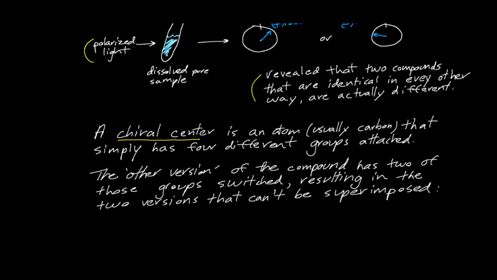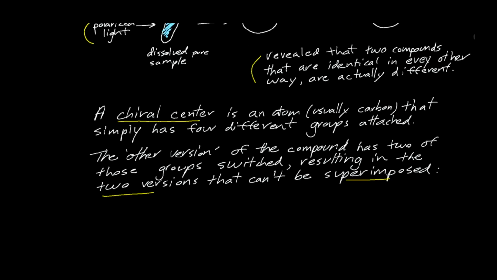So, as I've said before, anytime you have to detach, break bonds, switch them and reattach them, you're dealing with two different compounds. When you do that, you get two versions of a compound that cannot be superimposed. So seeing if they can be superimposed is a test to see if compounds are the same or not. If they can't be superimposed, they're definitely not the same.